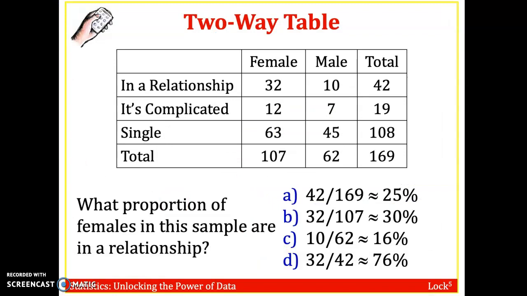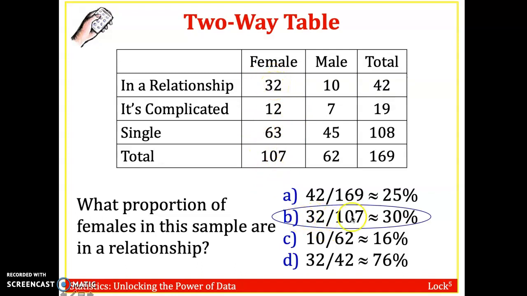All right, the second question: what proportion of females in the sample are in a relationship? Again, I encourage you to pause and see if you can get the correct answer. All right, and drum roll, please. The answer is 32 out of 107. I want to go over to the other document to write some more stuff out about this problem. One way to approach this is what proportion of females. You're only looking at the females, so the first column right here. Of all the 107 females, how many of them are in a relationship? That would be 32.